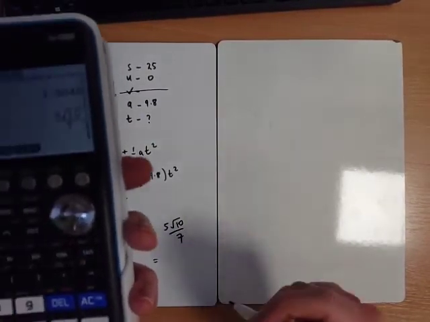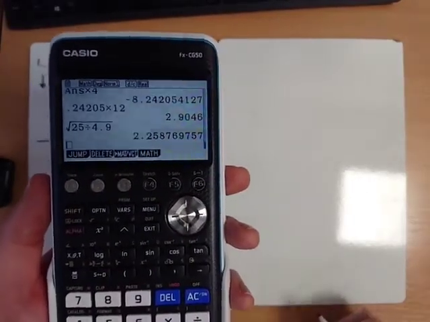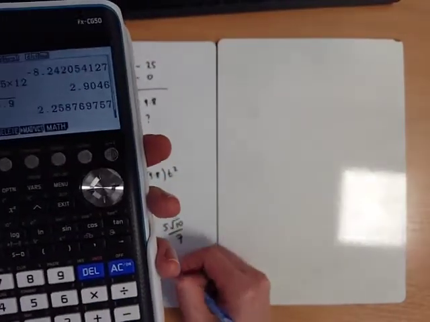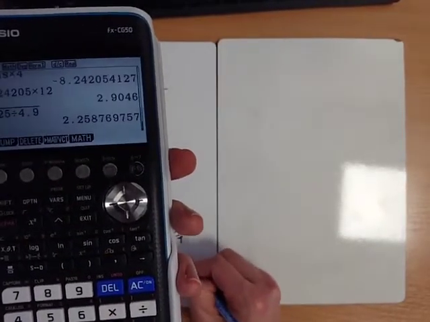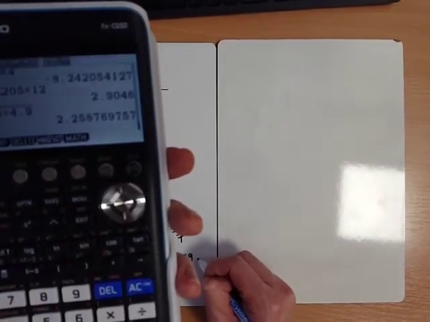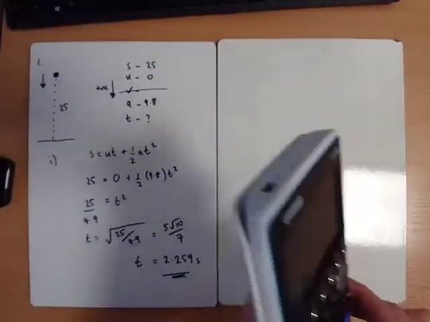If you look at the mark scheme in mechanics, obviously if it doesn't say the exact answer, we quite often work with decimals. General rule of thumb, I would use 4 significant figures, unless told otherwise. So 2.2587, so 2.259 seconds to reach the ground.